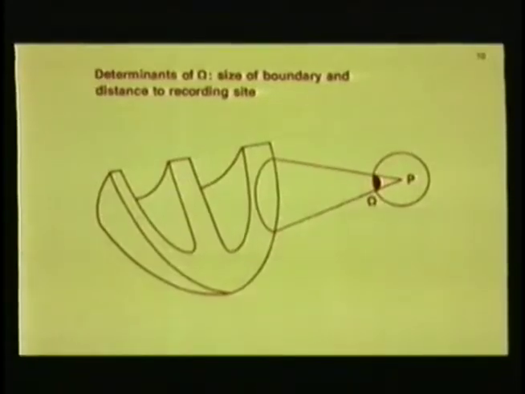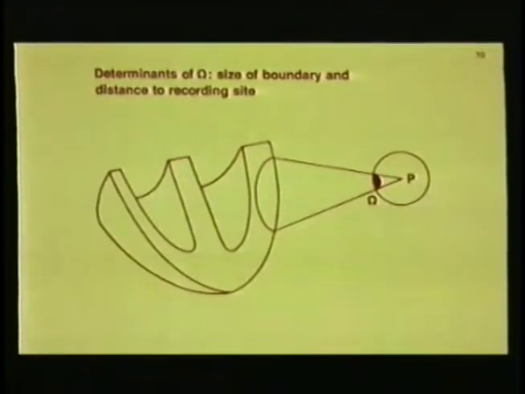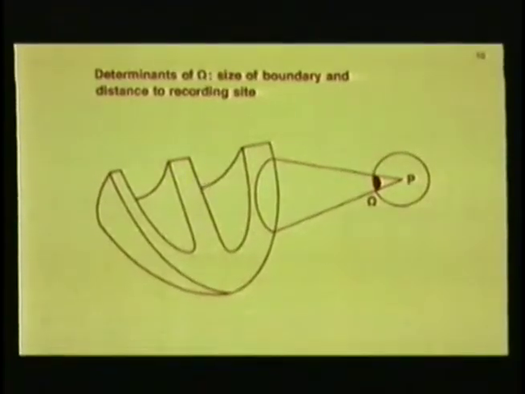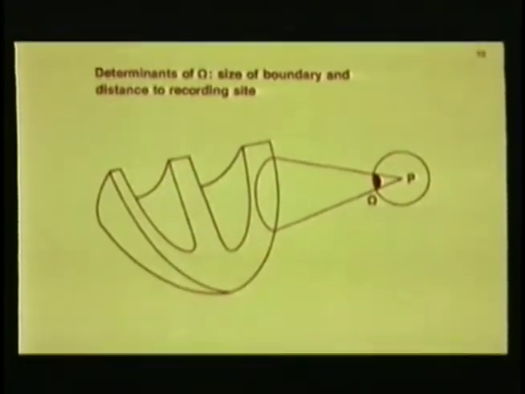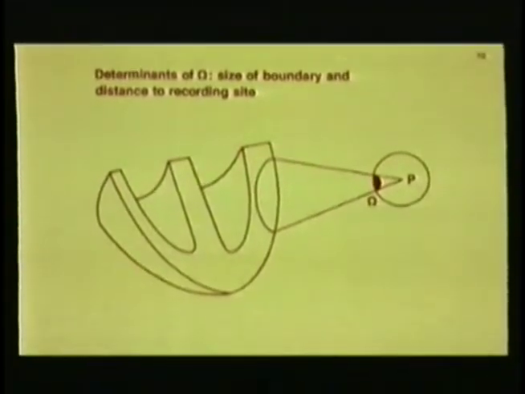The geometric measure of the boundary is the solid angle, omega. It is the area on the surface of a unit sphere at point P subtended by a cone of radii drawn from each point on the boundary to the measuring point. The determinants of the solid angle are the size of the boundary and the distance between the boundary and the recording site P.